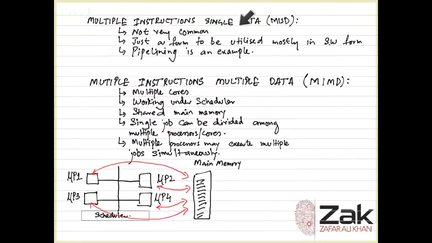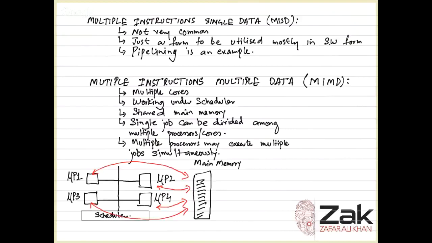Multiple instructions, single data. Not very common, and it is actually mostly a software phenomenon, just a form to be utilized mostly in software form. But pipelining is an example of it. Pipelining is something which is still being used in these modern processors even. Well, you get the idea.